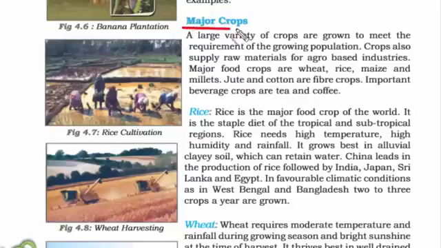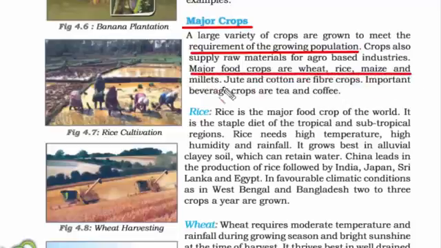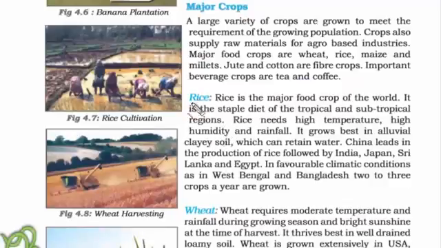Now let us read about some of the major crops. The reason they are called major crops is because they are grown to meet the requirement of the growing population. Some of the major food crops are wheat, rice, maize, and millets. So remember, they are food crops. We eat them. Jute and cotton are fiber crops. We don't eat them. We use them to make other products like bags, cloth. You must have heard about jute bags, cotton clothes. Then we have something called beverage crops, that is, drinkable, like tea and coffee. Now let's briefly read about each of the major crops.